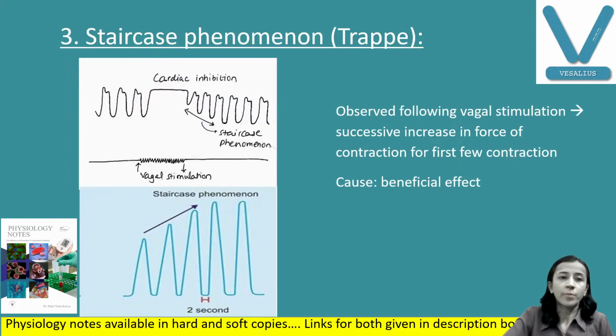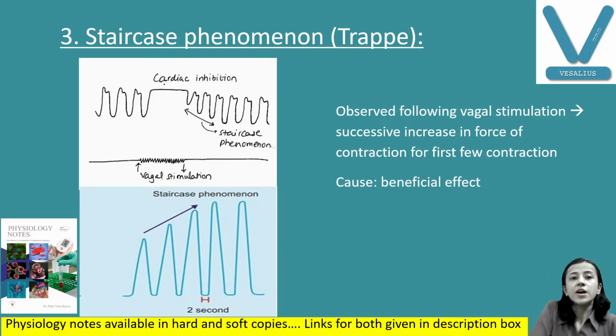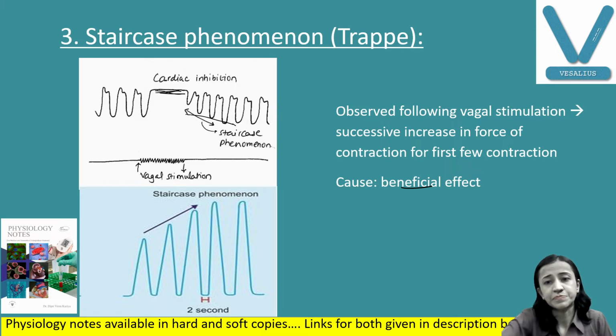Another property is the staircase phenomenon, which is also known as Treppe, and is also observed in the quiescent heart. You can see, after stimulation of the vagus nerve when the heart has stopped and then starts its contraction again, the initial few contractions are in the form of a staircase. That is because of the beneficial effect. Each successive stimulus is benefited by the previous one.